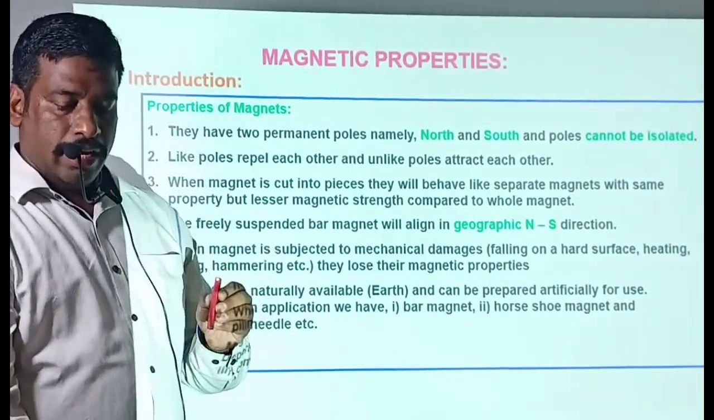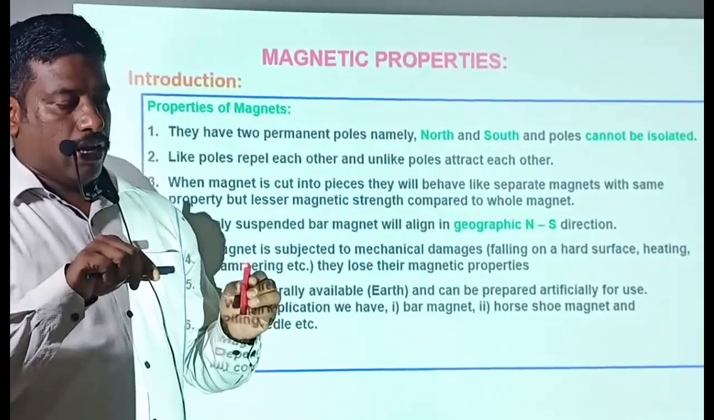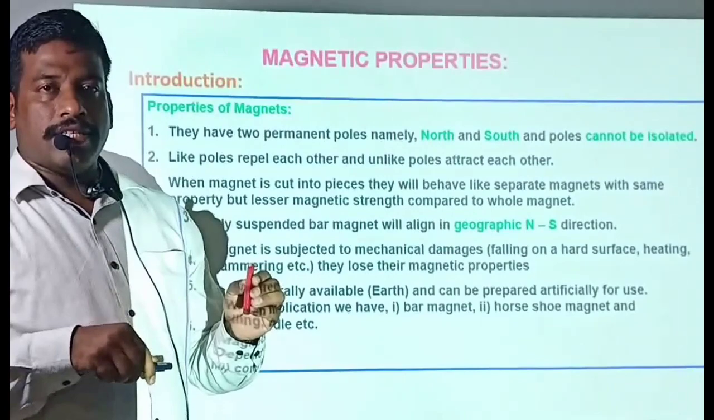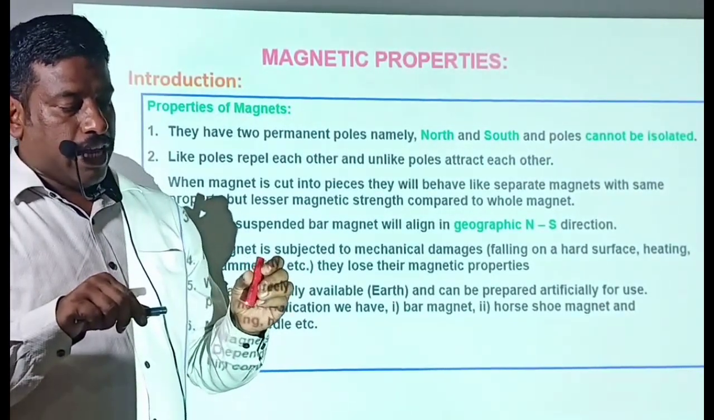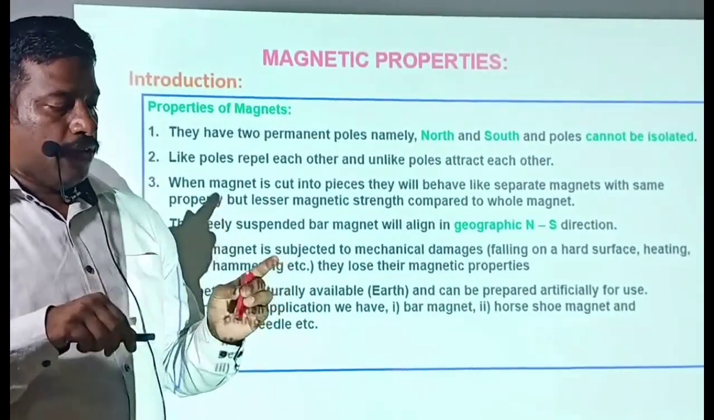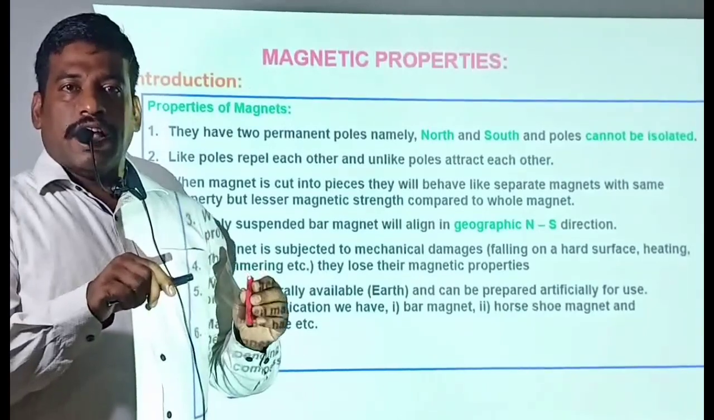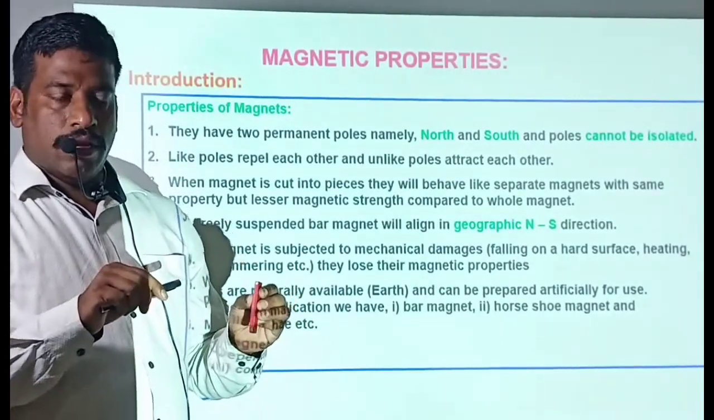One is the north pole, where we are having a white dot on the pole region. So this represents the north pole, and there is no such mark on the other end, which is taken as the south pole. So every magnet is associated with two poles. One is north, another one is south.